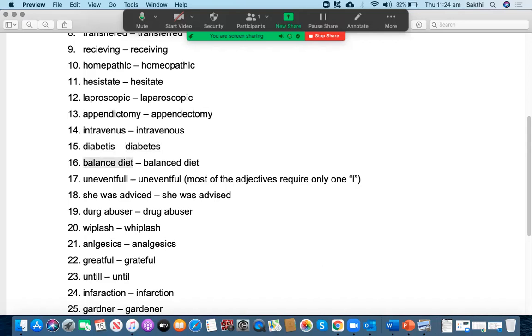And the next one is balanced diet. It's not "balance diet", but it's balanced diet. It contains D, so it's going to be BALANCED DIET. Uneventful. Remember that almost all the adjectives do not need double L. They need only one L. So uneventful with double L is incorrect. It is uneventful with the single L only. So it's UNEVENTFUL. That's the correct answer.